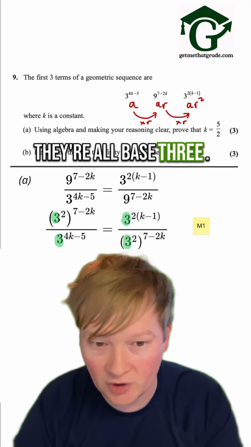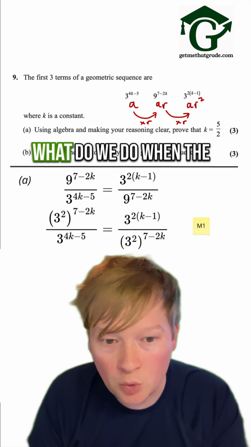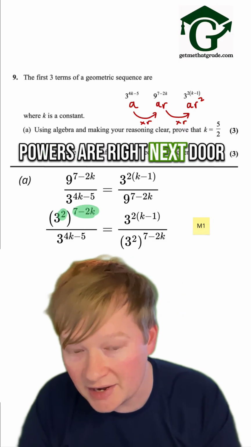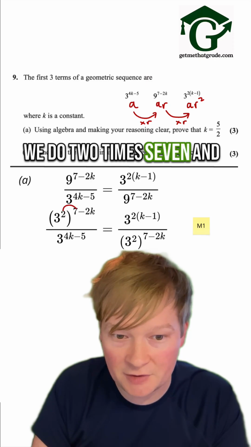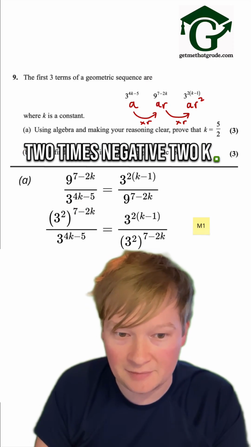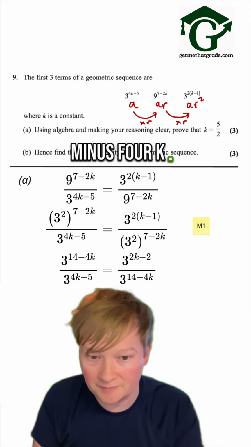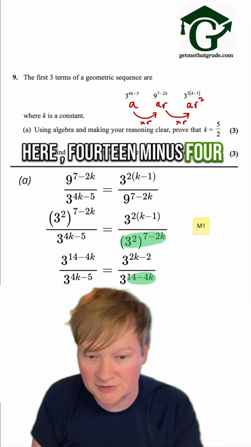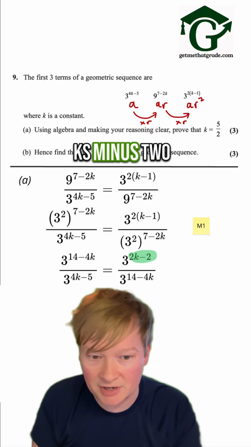They're all base 3. Before we go on, we can use a rule to simplify this part. What do we do when the powers are right next door to one another? Well, we multiply them. We do 2 times 7 and 2 times negative 2k. And that will give us, in the power, 14 minus 4k. And it's the same thing here, 14 minus 4k in the power. We can also expand the brackets here to get 2k minus 2.